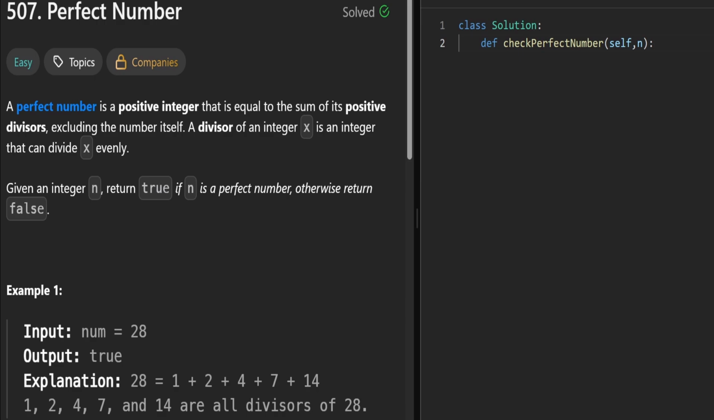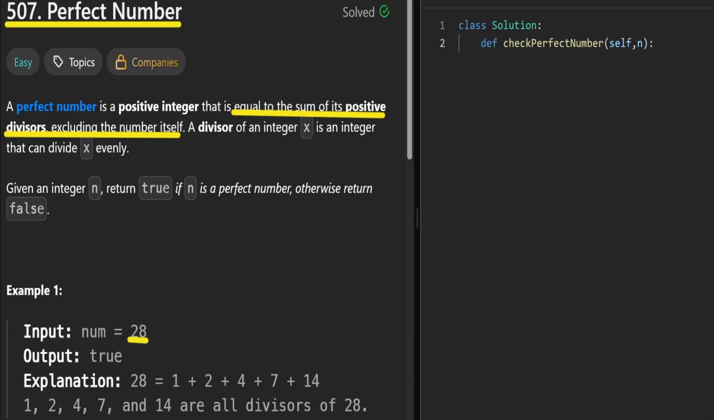I'm Alan and today we will be tackling Leetcode 507, perfect number. Determine if n is a perfect number, a positive integer that is equal to the sum of its positive divisors, excluding the number itself. Let's look at the perfect number 28.